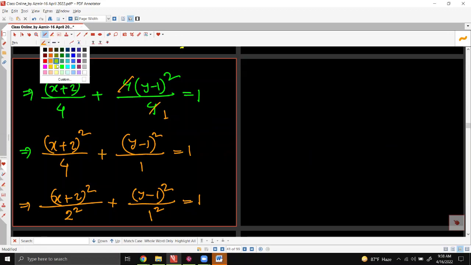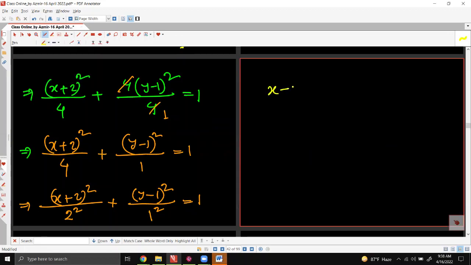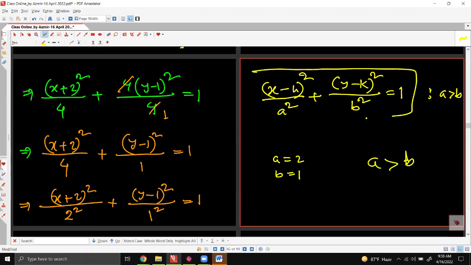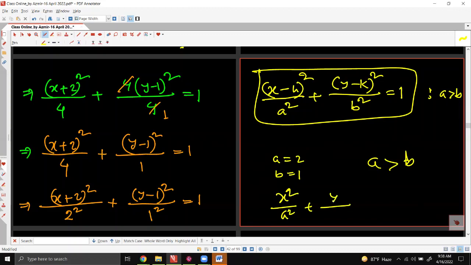So you can now compare with the standard form that we have: (x minus h) squared divided by a squared plus (y minus k) squared divided by b squared equals 1. This is with the condition a is greater than b. You can see that a is 2 and b is 1. So this time a is greater than b. So the equation is going with this standard form, but we have just learned the formulas for x squared over a squared plus y squared over b squared equals 1.